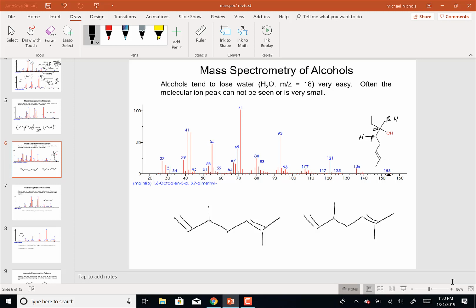And if I use terminology like that, it doesn't make sense. That's how we determine where the double bond is going to be.